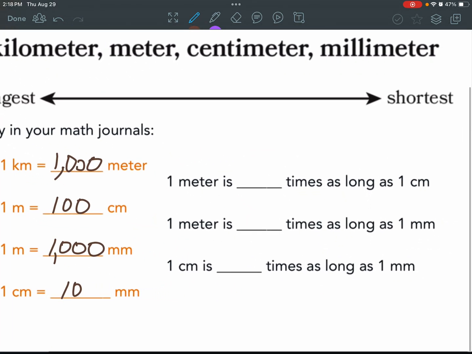And then we have to think about how big one is versus the other. So we're comparing a meter to a centimeter. How many times bigger or longer is a meter than 1 centimeter? Well, there's 100 centimeters in a meter, so it's 100 times longer. And a meter is how many times longer than a millimeter? Well, it would be 1,000. And then 1 centimeter is how many times as long as a millimeter? Well, that would be just 10.